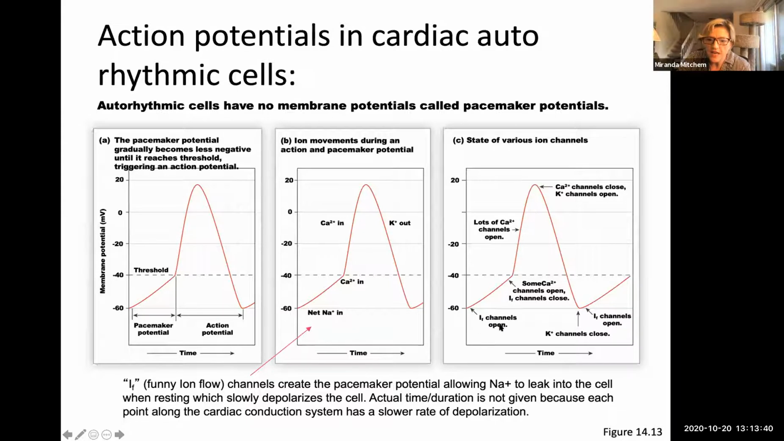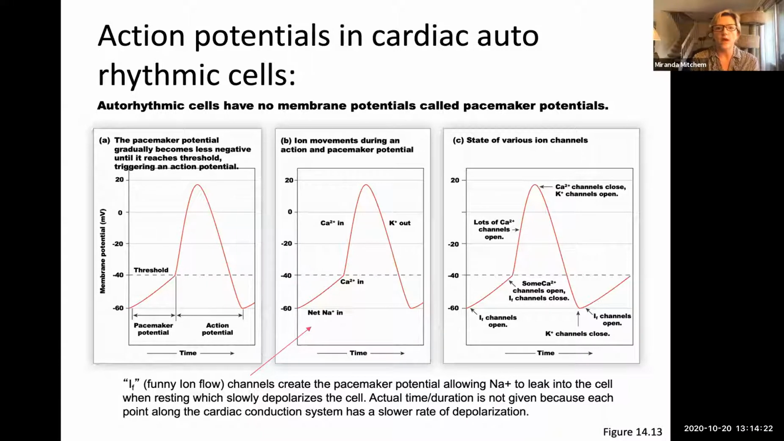So the funny channels are what are responsible for this period in between potential to threshold. And they're called funny channels because they're not as specific as our other channels. More than one ion can move through at different times. But these are incredibly important in generating that pacemaker potential. Without the funny channels, we don't have this pacemaker potential. So here we are again on the other side of it, getting back to threshold to go into the next action potential for these autorhythmic cardiac cells.